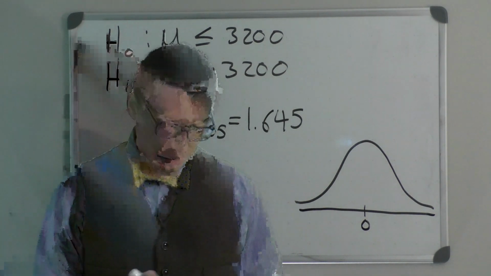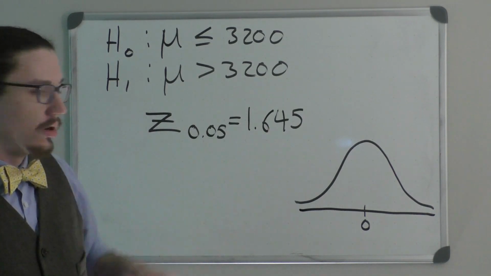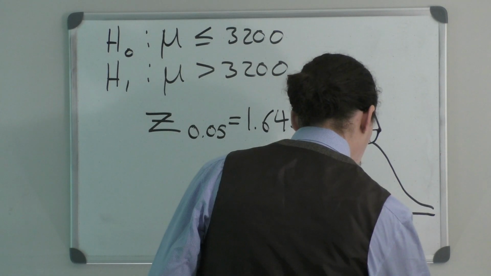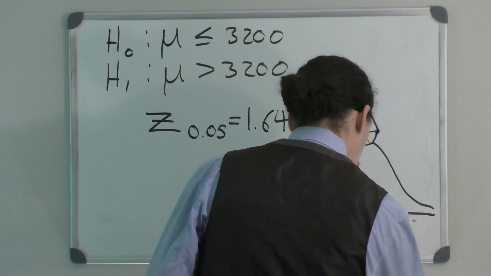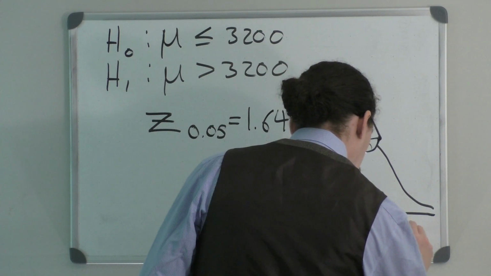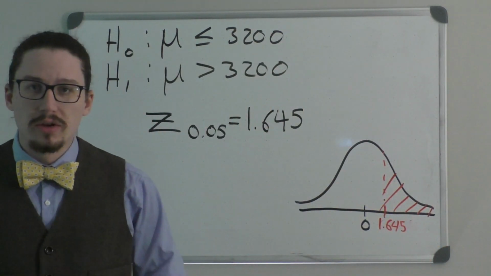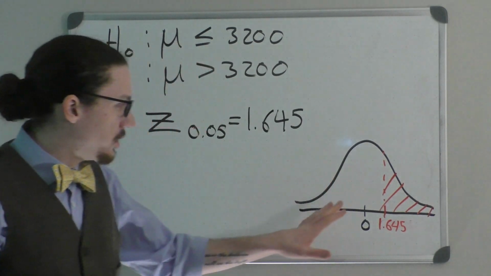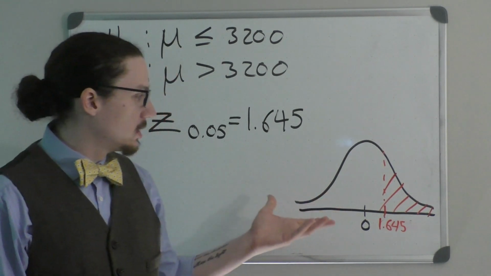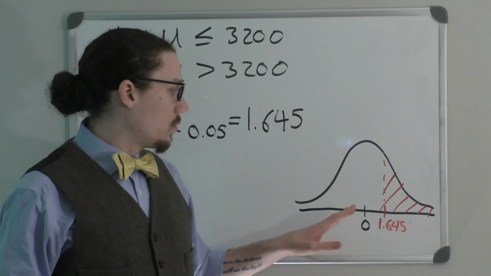At this point, if we want to, we can draw out a little distribution, and go ahead and mark our critical value. That critical value is going to define our rejection region, right? Drawing out the distributions is not necessary, but it can be helpful.